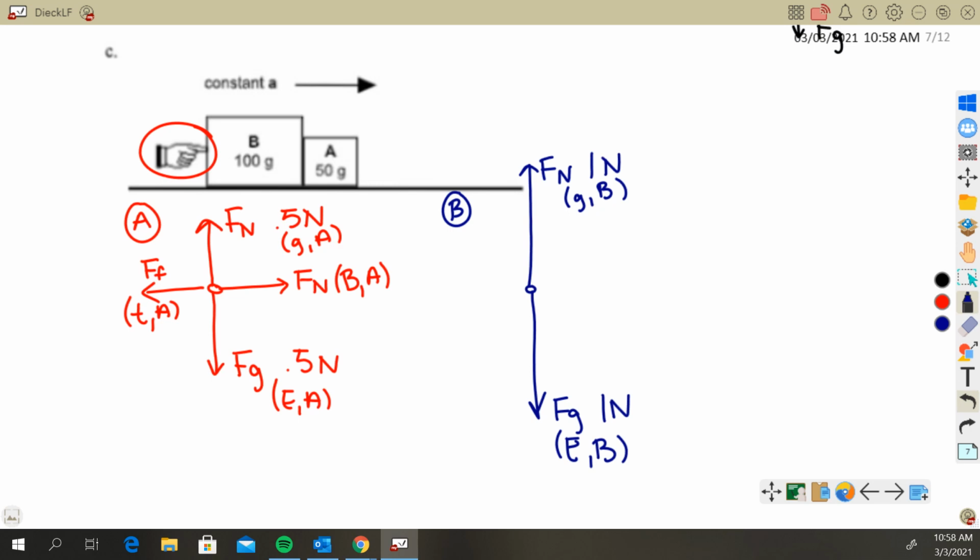The finger's pushing on this one. In what direction is the finger pointed or pushing? To the right. So our force applied is going to be to the right or to the left? I'm pushing this way. It's going to go to the right. It's accelerating, so we know it needs to be longer. So we've got an applied force. This one's from the finger, felt on B.